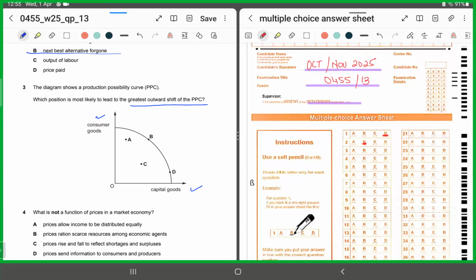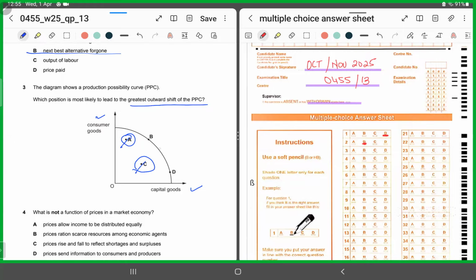Now if you look at option A, that's inside the curve. That means the economy at the current level is actually underutilizing its resources. So it can't be A. Similarly, the same goes for C. Even if A and C move in the future, they would only be on the PPC, so we can chop A and C at that very moment.